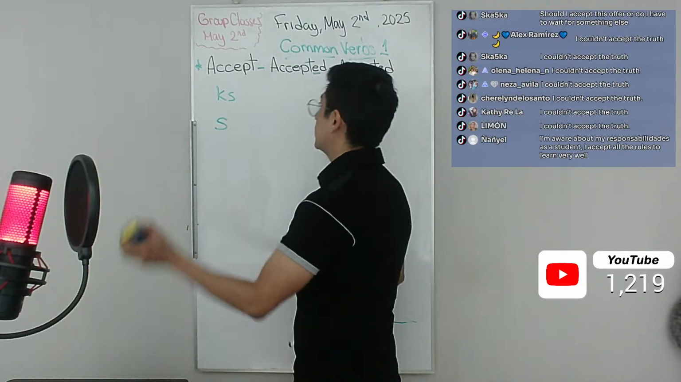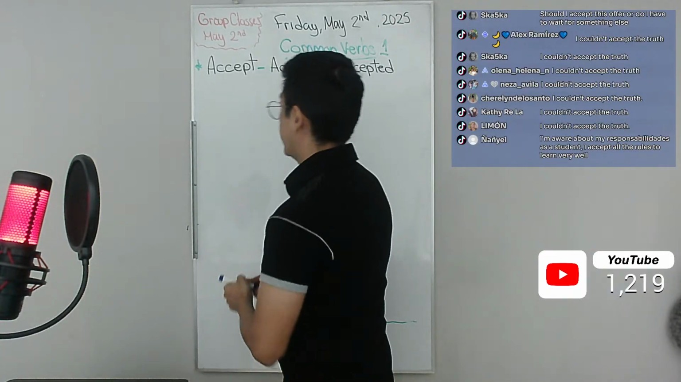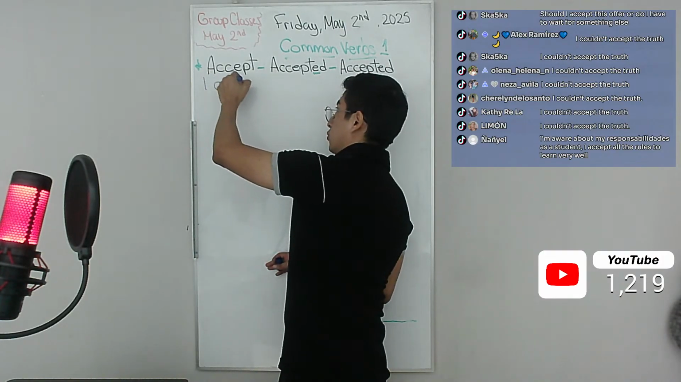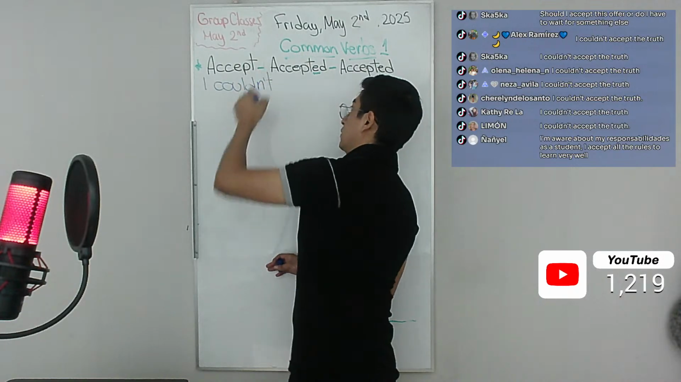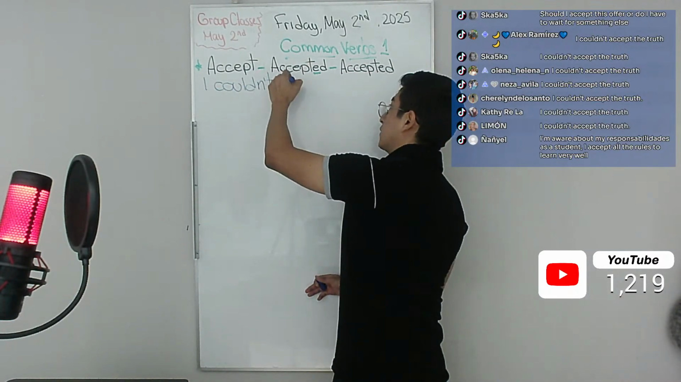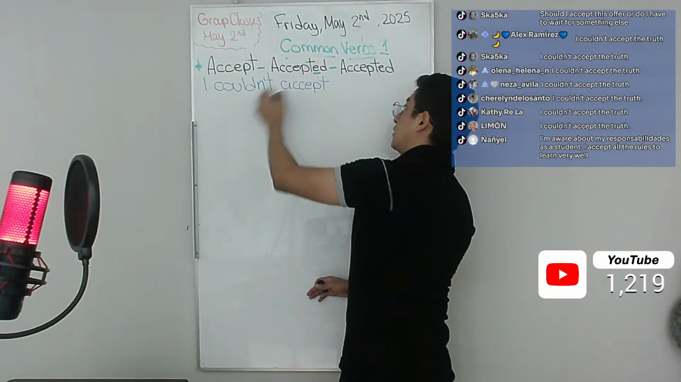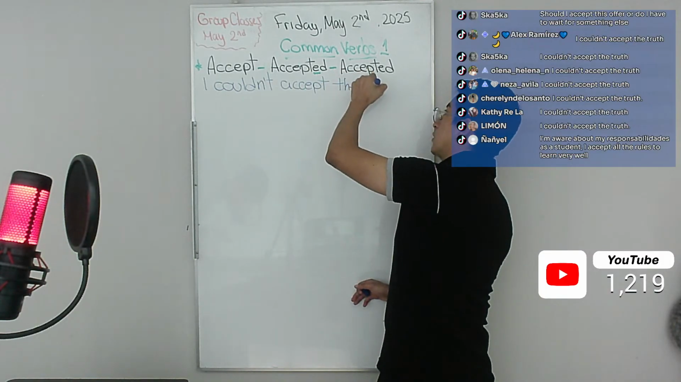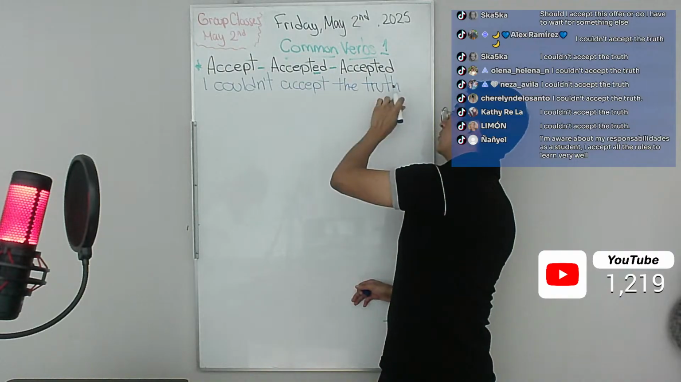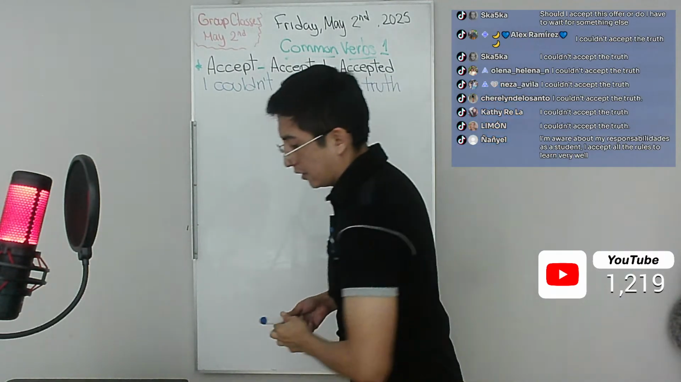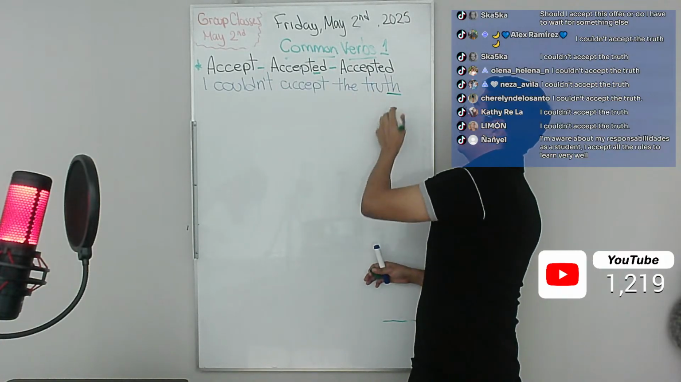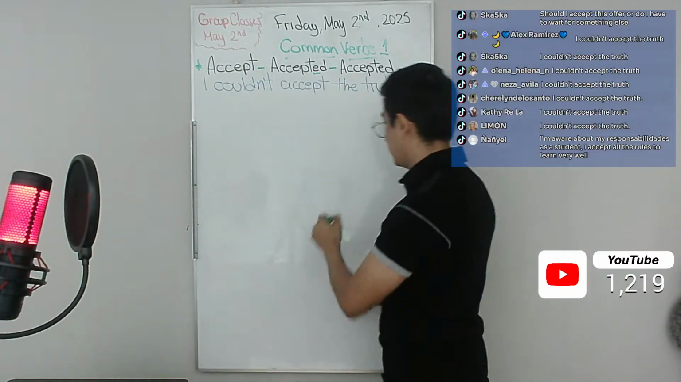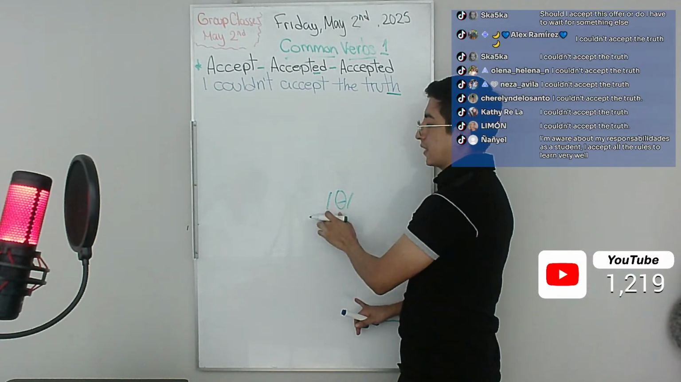Let's start with the first sentence here. I couldn't accept the truth. Look at this. I couldn't accept the truth. Look at this. Truth. The last sound, the last letter in this case is this sound.